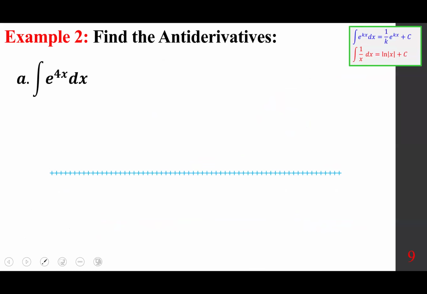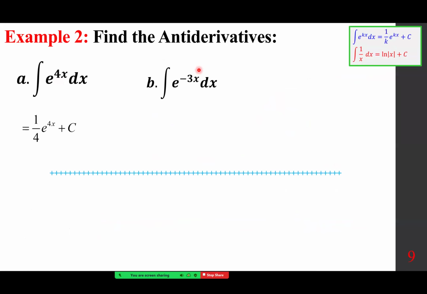Dealing with the exponentials, when we differentiate, we multiply by k. When we integrate, we divide by k. So the answer is itself, e to the power 4x, but divide by 4. The integral of e to the power minus 3x dx, the answer is itself, divided by negative 3, that means minus 1/3 e to the power minus 3x plus a constant.